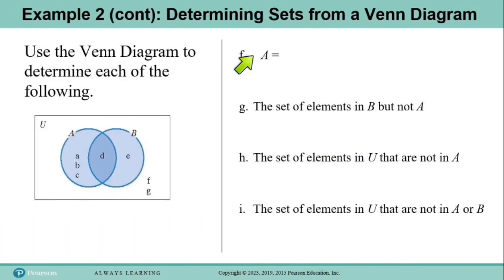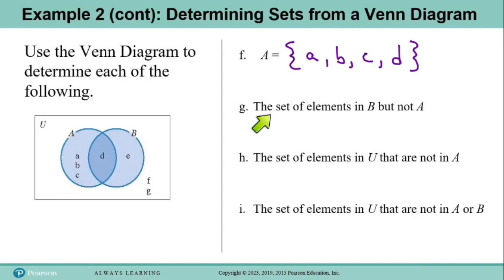Okay, so here we go. In part F, it wants us to list the elements of set A. So the elements of set A would be everything that's in the circle for set A. So that would be the set containing A, B, C, and D.